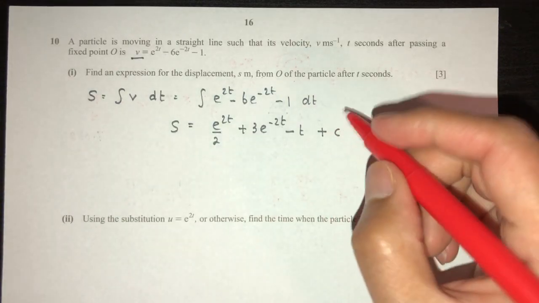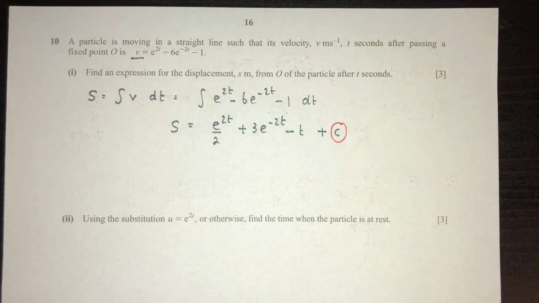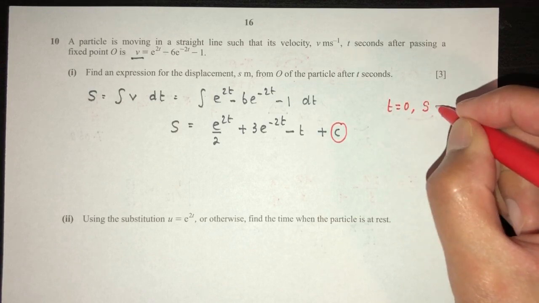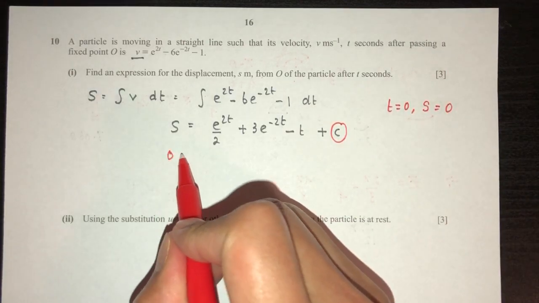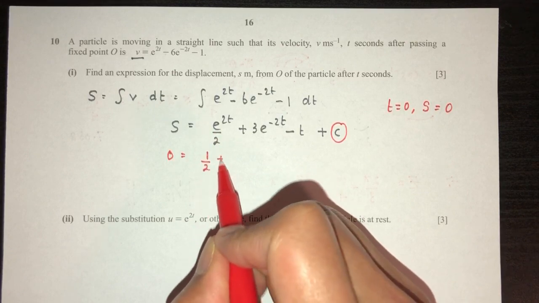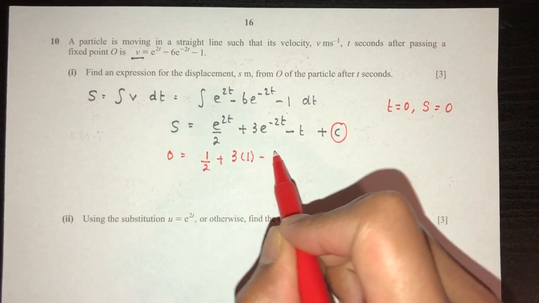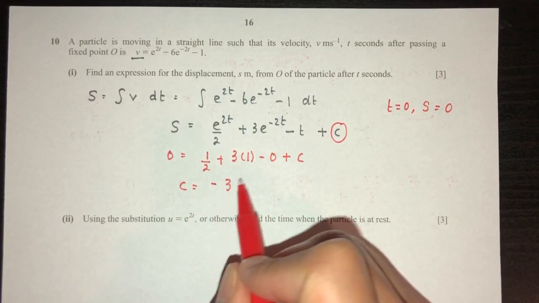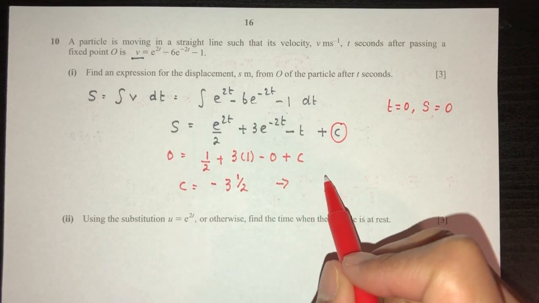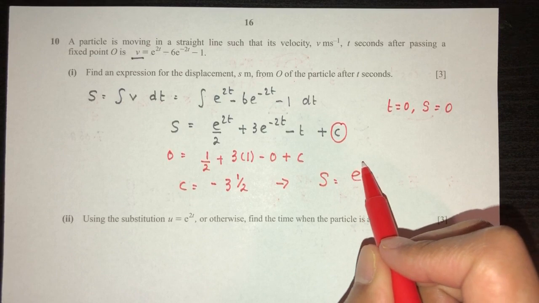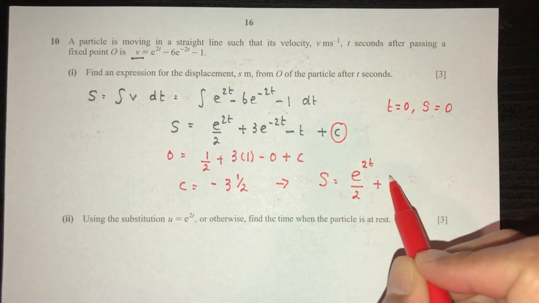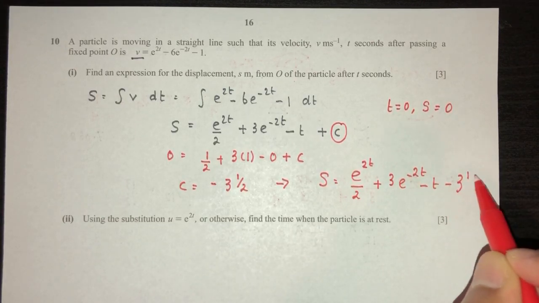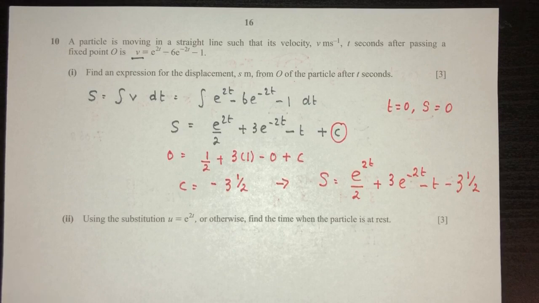Now you have to find this value of c. Something is almost always true: if it is not mentioned anywhere, it is always true. You have to know that when time equals 0, s also equals 0. So you have 0 equal to 1/2 plus 3 times 1 minus 0 plus c. So c will be minus 3/2. So your answer will be s equals e^(2t)/2 plus 3e^(-2t) minus t minus 3/2, which is minus 3.5/2... that will be your value of s.